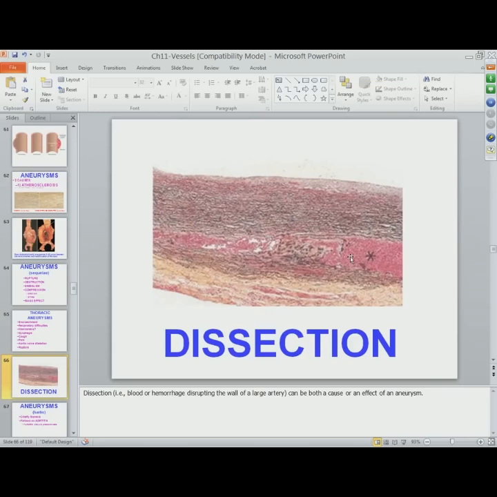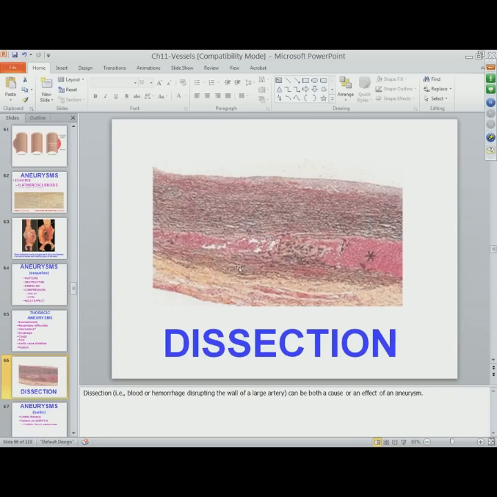Here's dissection of an aneurysm. See these nice squiggly lamellar or lamellated elastic fibers? Now they're being disrupted by what you absolutely know is acute hemorrhage. This is dissection. It's occurring within the wall of this aorta.